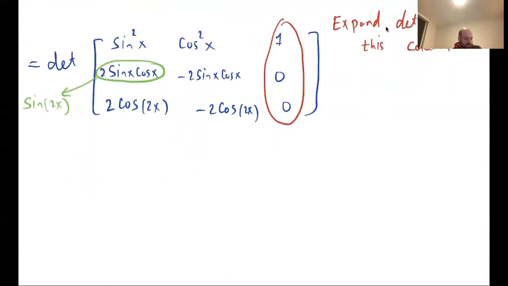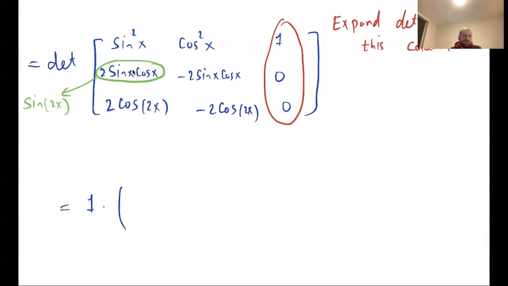Then we get 1 times, so I have to delete this row and this column, and what will be left? This guy times this guy minus this guy times this guy. And there is no extra minus because this element is in the first row, third column, 1, 3. 1 plus 3 is even. If 1 plus 3 is even, that means there is no extra minus in front. But if this was, for example, 2, 3, 2 plus 3 is odd. So then I would have an extra minus in front. So there's no extra minus here.